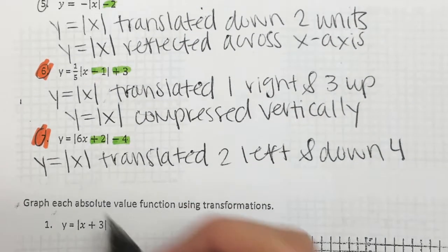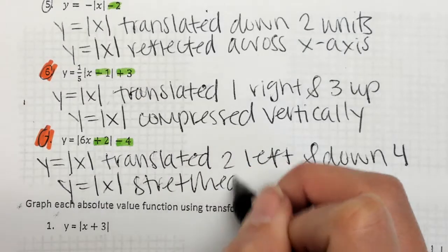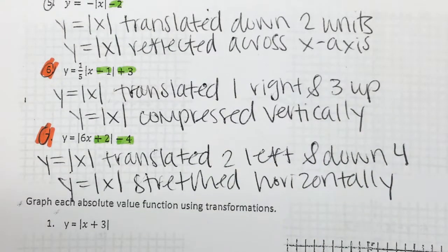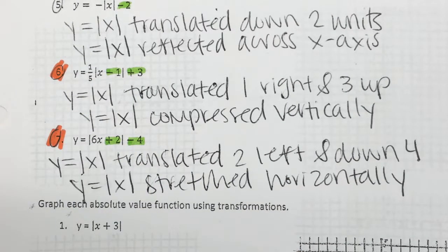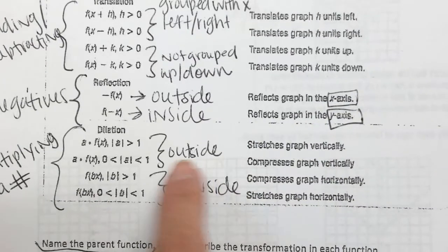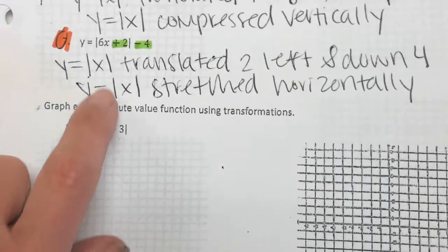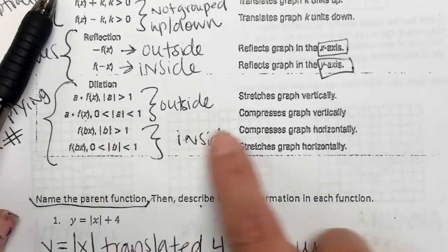Alright, Connor, what y'all have for the last one? Y equals the absolute value of X stretched horizontally. Stretched horizontally. Does everybody agree? What'd y'all put? Compressed? Alright. First of all, this is on the what? Inside or outside? Because it's grouped with X, right? So if we look on the inside, and A is what in our case? What's the number? 6, right? So it's on the inside, sorry. And it's 6, which is greater than 1. So that's going to do what? Compresses horizontally. Very good.